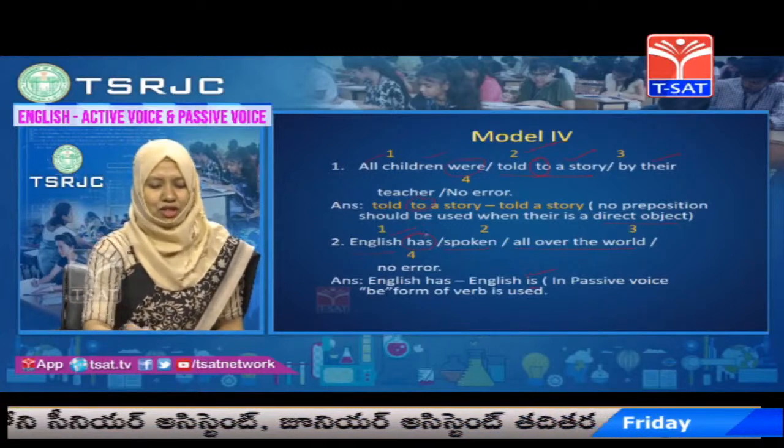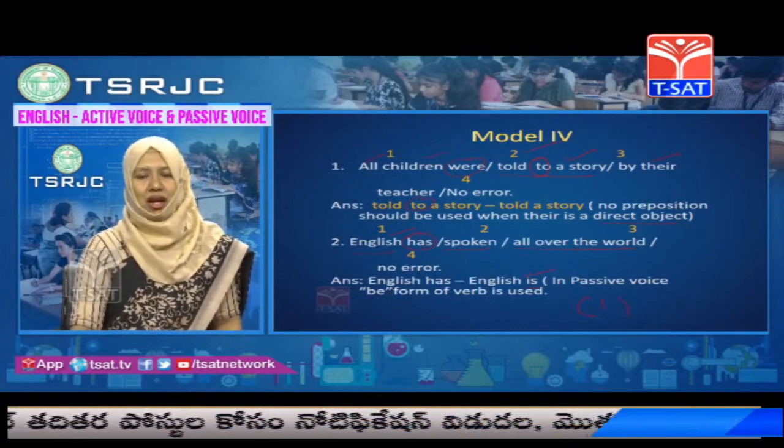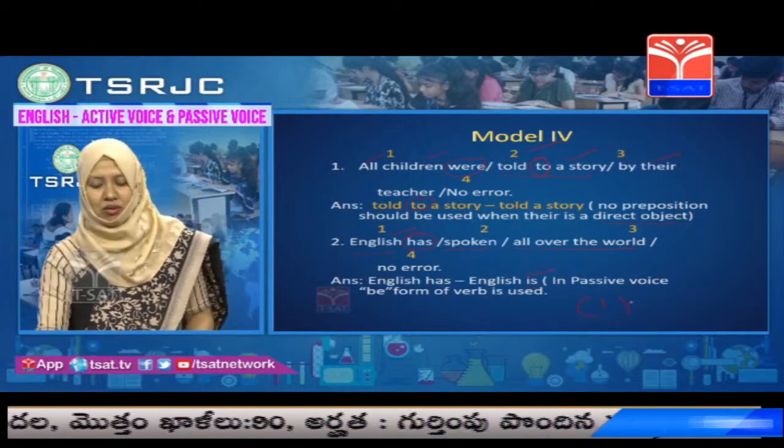Here has is mentioned, has is wrong. So option 1 is the correct answer. There is a mistake in option 1.